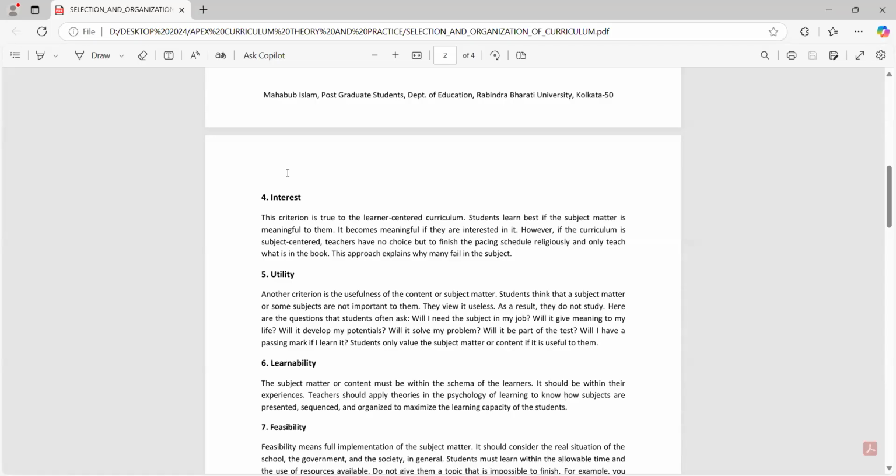This criterion is true to the learner-centered curriculum. Students learn best if the subject matter is meaningful to them. It becomes meaningful if they are interested in it. However, if the curriculum is subject-centered, teachers have no choice but to finish the pacing schedule religiously and only teach what is in the book. This approach explains why many fail in the subject. Very good. Thank you very much.